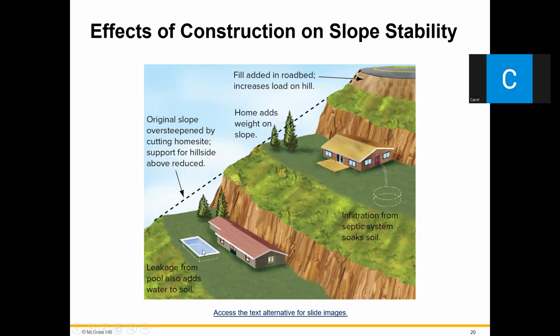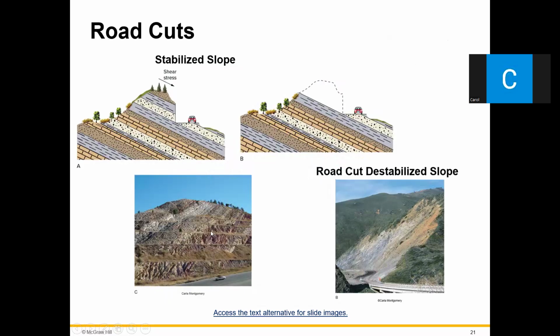We've taken away the supporting material here to help hold this up, and we've added more weight pushing down, less weight pushing back up. And the road up here, more weight on the whole system. So each one of these has more weight. Oh, the pool, just like the septic tank, adding water and reducing the friction. As well as these large trees could be breaking up any kind of bedrock and adding more weight. So you can see how sometimes it's almost like we're asking for it.